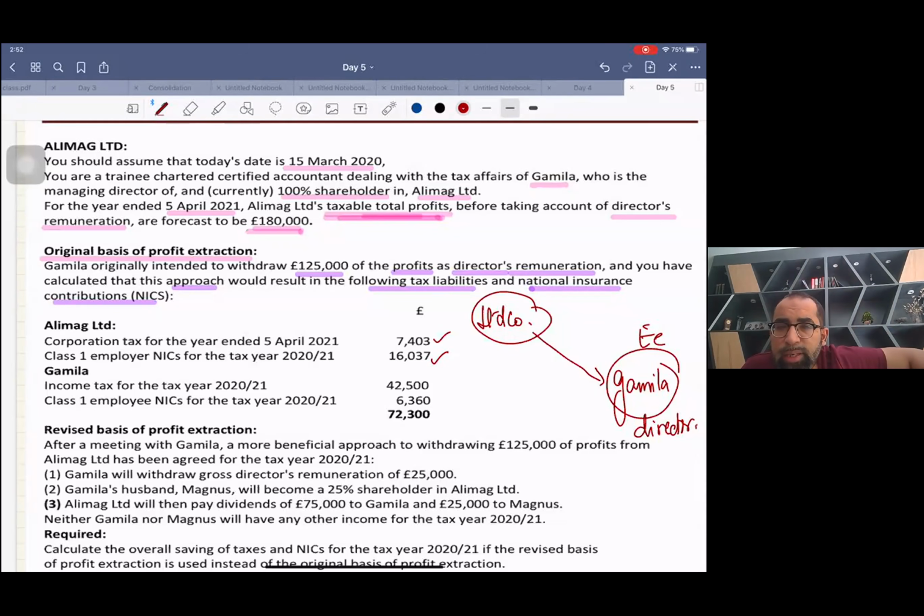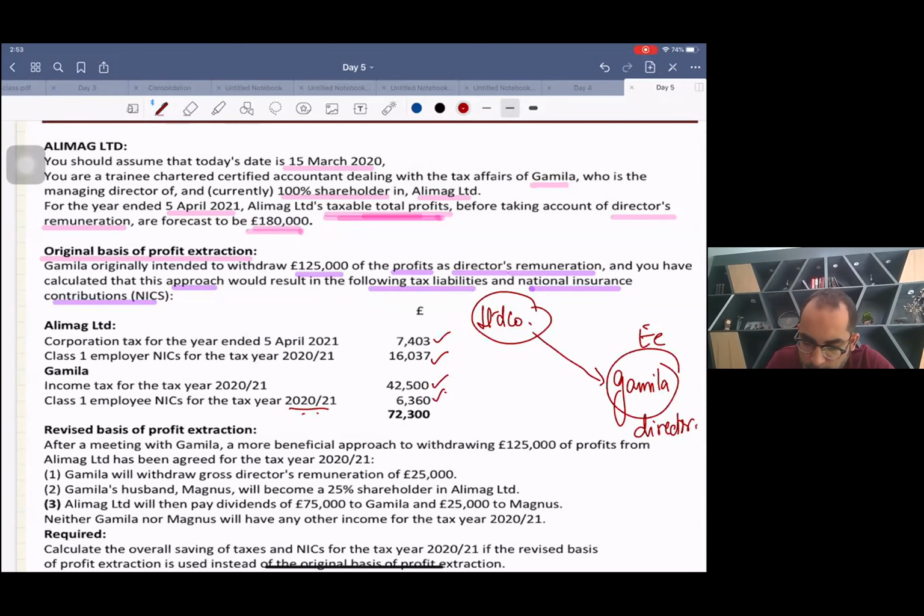Now Gamila is receiving this salary. So this salary is an employment income, and for employment income, as an individual, you need to pay tax. 42,500 she's going to pay as an income tax, right? Then class 1 employee NIC for the tax year 2020-21. Obviously, when Gamila is the employee, the employee has to pay class 1 employee NIC. So this is the amount.